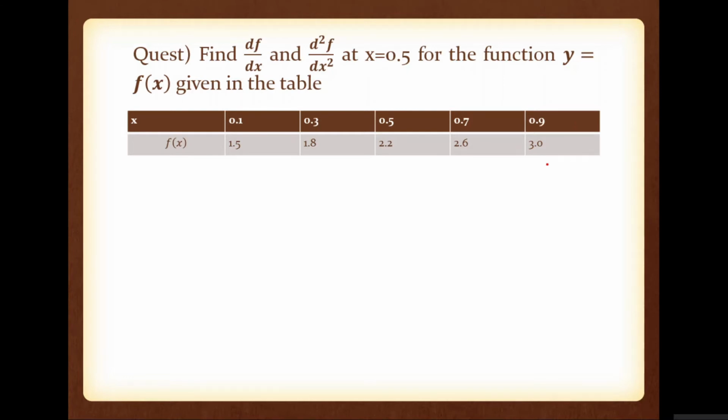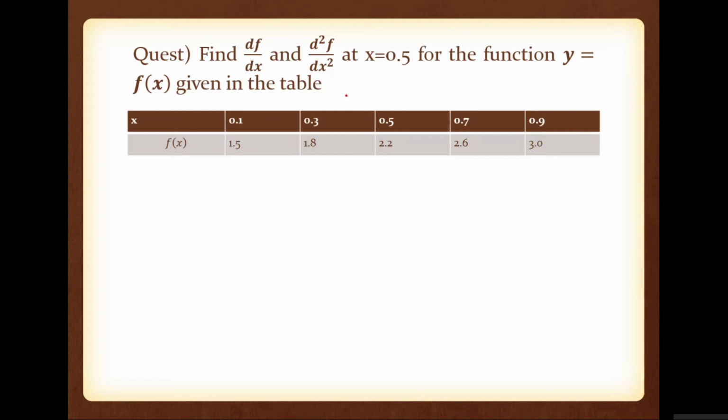Is it forward or backward divided difference data? This is a finite data because the independent variable is taking values 0.1, 0.3, 0.5, 0.7, 0.9. So this is a finite data. And what is the period of this data? 0.2, that is 0.3 minus 0.1. 0.2 is the period of this data. So h is equal to 0.2.